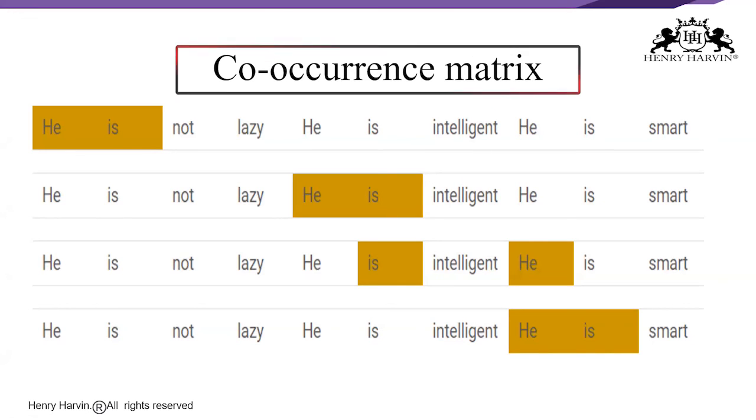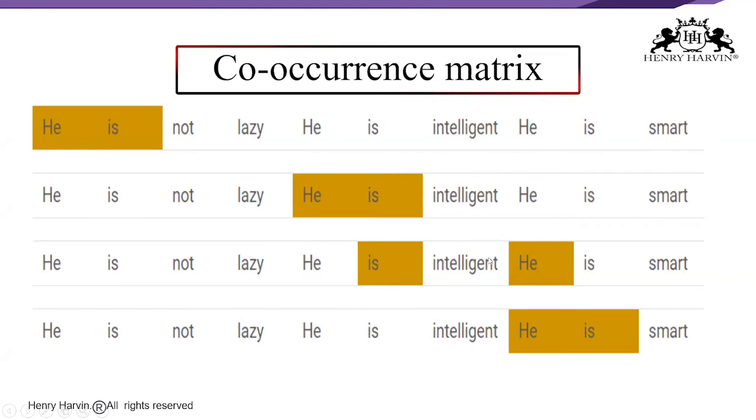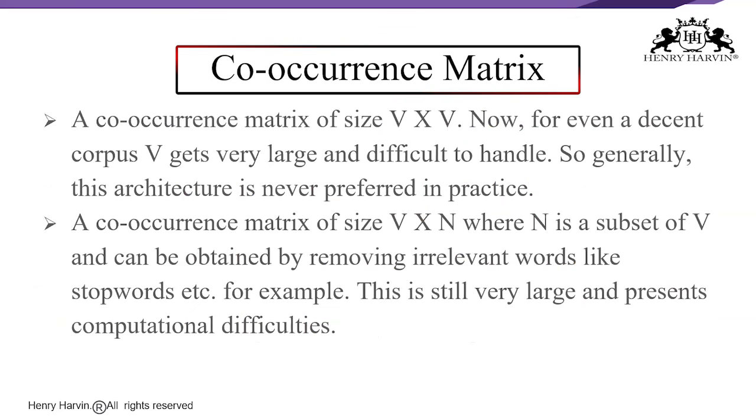And here the word "lazy" has never appeared with "intelligent". You can see the 0 corresponds to lazy as well as intelligent. So lazy has never appeared with intelligent in the context window, and it has been assigned 0. So what is this co-occurrence matrix, and what are the variations? Let's say there are V unique words in the corpus, so the vocabulary size will be equal to V.